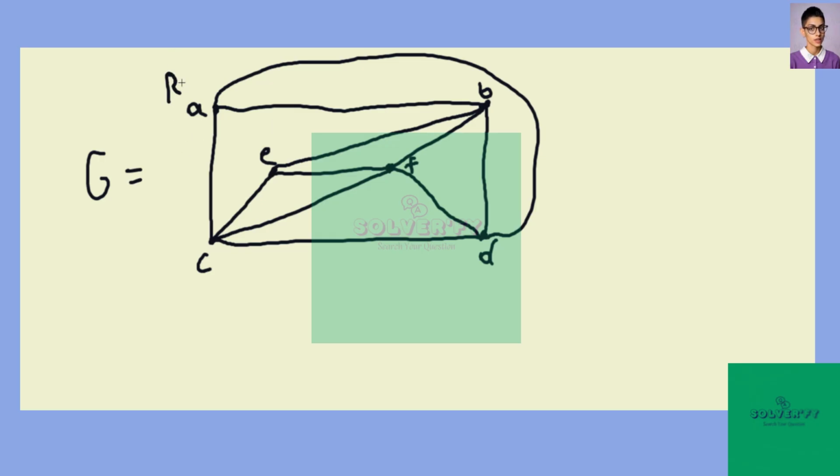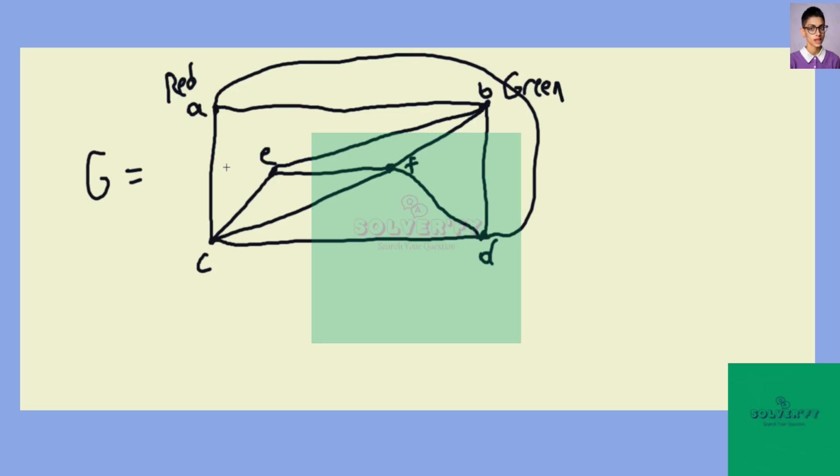Okay, so if A is red, then let's go ahead and look at B. Now B is connected to A, so B can't be red. So we need a new color for B. Let's have B be green. Okay, let's go to C.